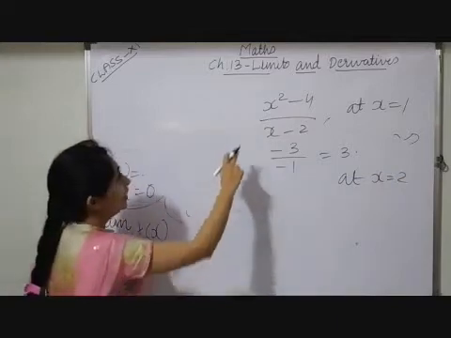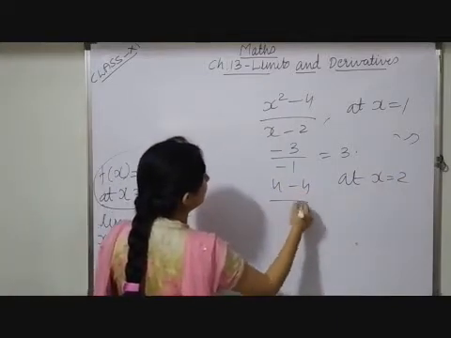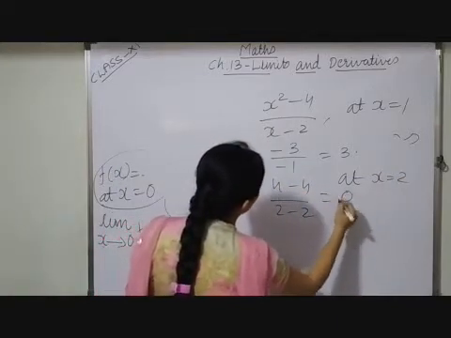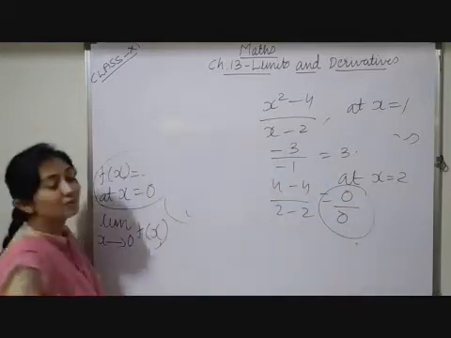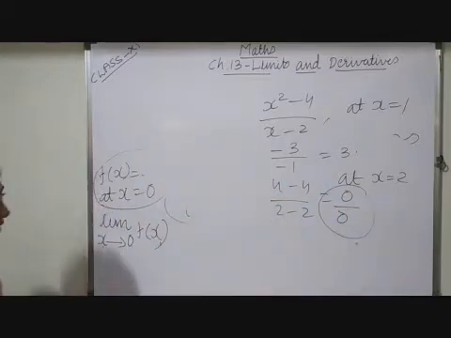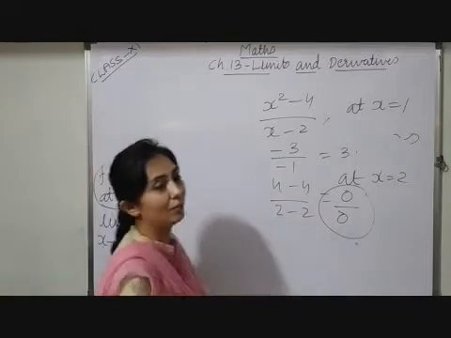In place of that, suppose I want to solve at x equals 2. You may observe, 2 square is 4, minus 4, and 2 minus 2, you may observe the answer is 0 by 0. So this form is not defined in mathematics. That is why here we have to apply a limit.